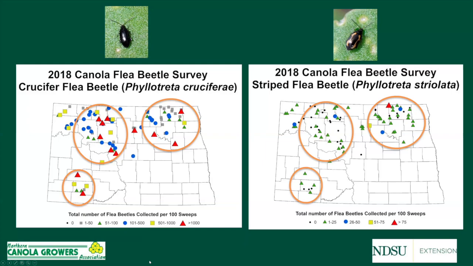And then on the other map for the striped flea beetle, if you look at the red triangle, you'll see it's just more than 75 flea beetles per 100 sweeps. So it's much lower. But again, you can see the striped flea beetle is widely distributed throughout the canola growing areas of North Dakota. And we seem to have the highest populations in the northeast area.